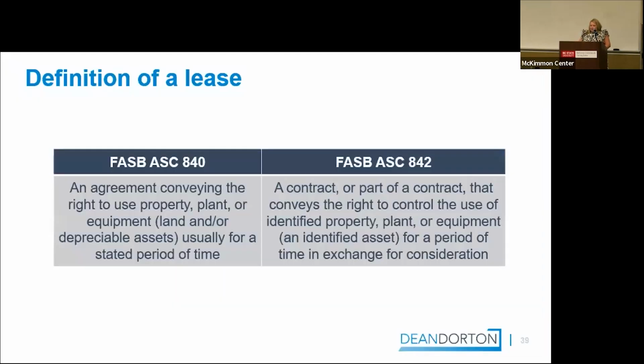All right, let's take a flashback. So before 842, there was 840. So 840 walked, so 842 could run, which 840 was just an agreement conveying the use of property, plant, or equipment, usually for a stated period of time. So what changed under 842? 842 became a contract, or part of a contract, not even the whole contract, just a portion of it, that conveys the right to control the use of an identified property, plant, or equipment, or another asset, for a period of time in exchange for consideration, potentially money.